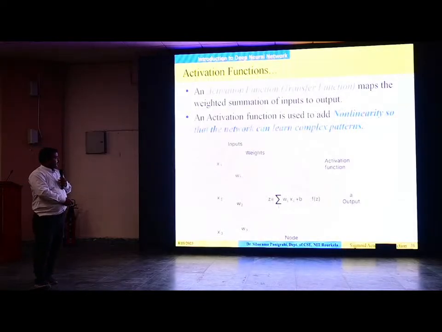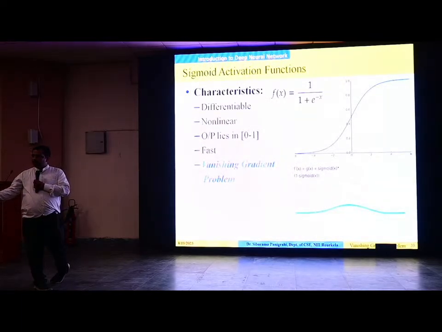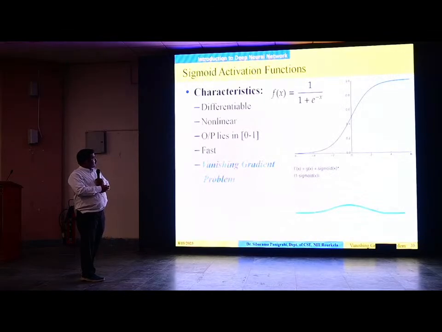So the first one is before 2010. Nowadays also, the sigmoid activation function is widely used. So for the sigmoid activation function, what is the formula? f(x) = 1 / (1 + e^(-x)). So what is the advantage?